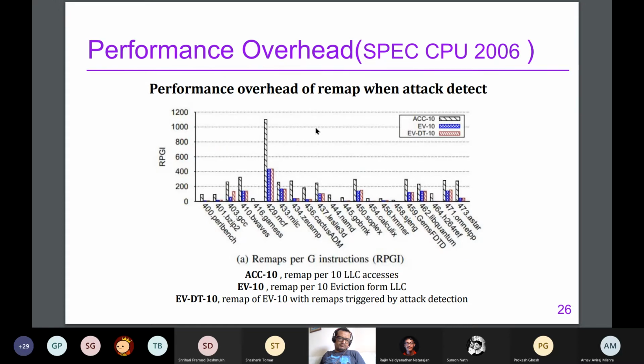So here, what is RPGI, or remap per G instructions, as mentioned here. Basically, we can see that compared to eviction-only, eviction with detection also shows very little overhead on your system while running all these applications. Next slide, please.